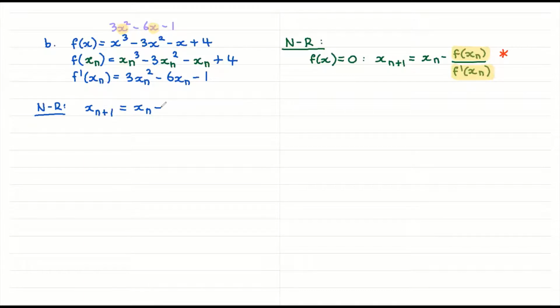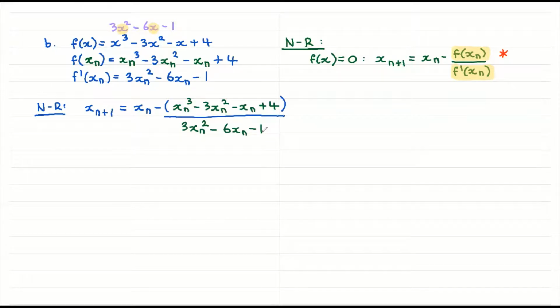Now I'm going to replace the numerator with what we have for our f of x, so I'm going to use brackets here. So that's going to be xn cubed, subtract 3xn squared, subtract xn plus 4. Okay, so that's just f of xn in the numerator, and then in the denominator, we put our derivative. So that's going to be 3xn squared, subtract 6xn, and then subtract 1. So that's essentially it.